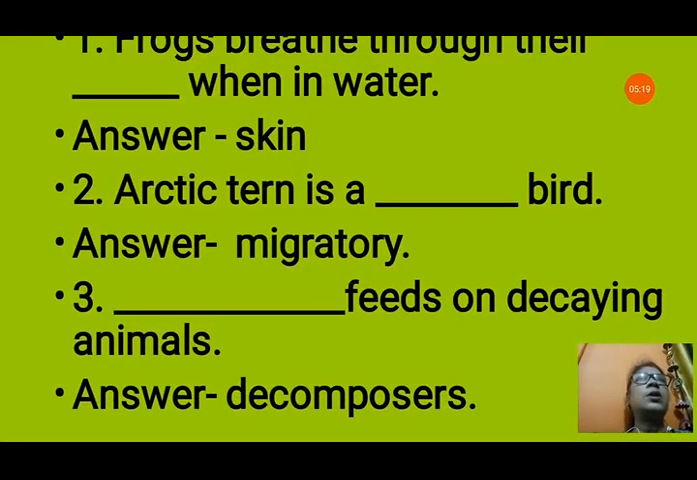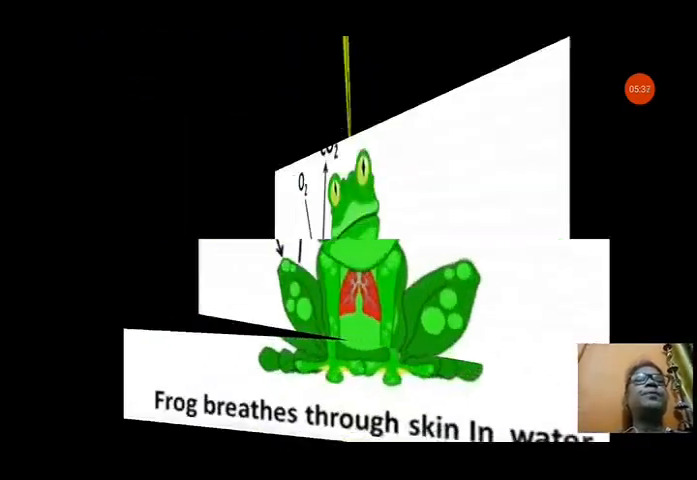It migrates in the winter season from the North Arctic Circle to the Antarctic Circle. Again in the summer they go back to the Arctic Circle. Question number 3, dash feeds on decaying animals. We know that decomposers feed on decaying animals, so the answer will be decomposers.